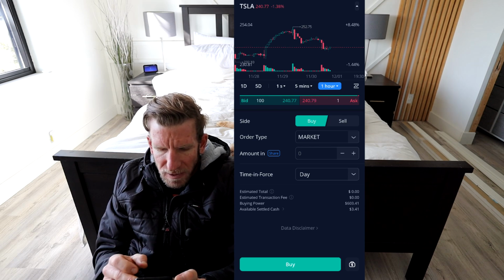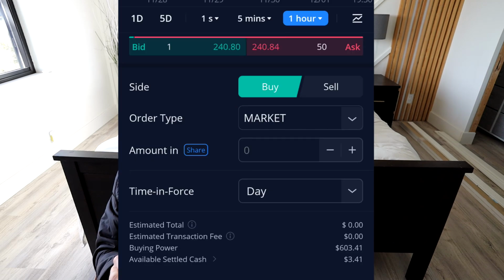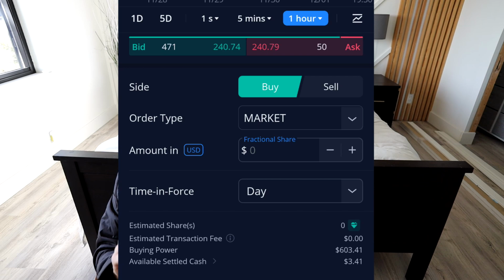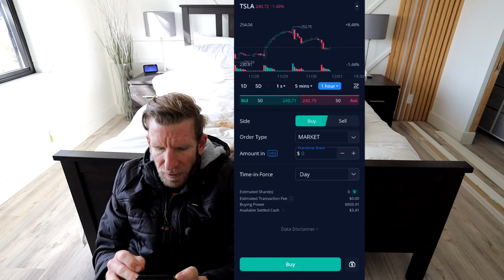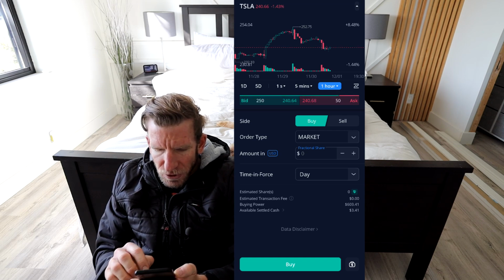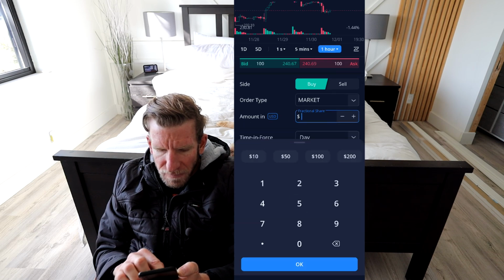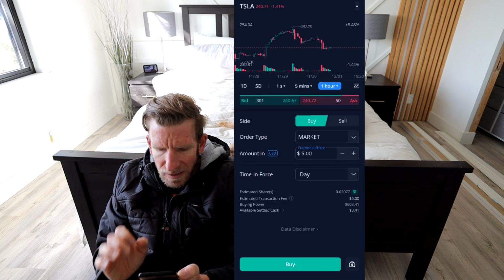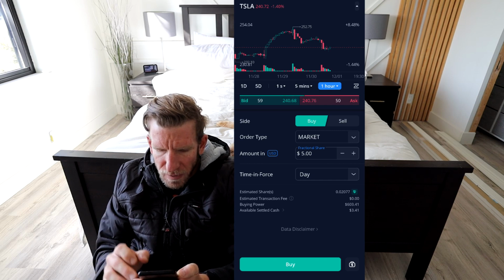But for this purpose, I'm just going to show you order type market, and then see how it says amount in shares. We're going to go ahead and click that over to USD. That's going to put us at fractional share. Now at the bottom, you can see my buying power has gone up $600 because of my deposit. So for this purpose, we're just going to do $5 fractional shares. That's the least you can do of Tesla, just to show you this in this video.